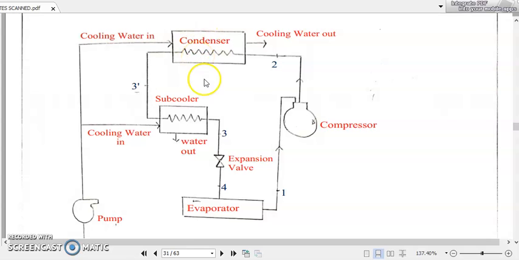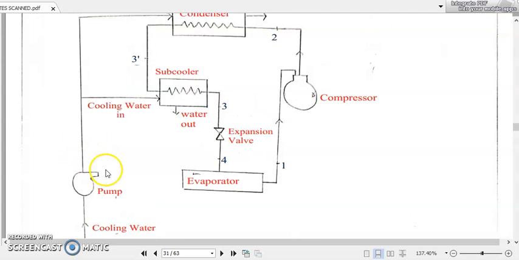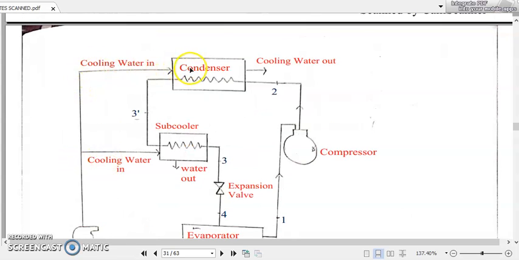So here we are considering a cooling water circuit. There will be a cooling water circuit, so a cooling water source will be there. There will be a circulating pump, a normal hydraulic pump, which will be regulating the supply of this cooling water. It is to this cooling water that the high temperature superheated vapor form of the refrigerant will be rejecting the heat at the condenser.